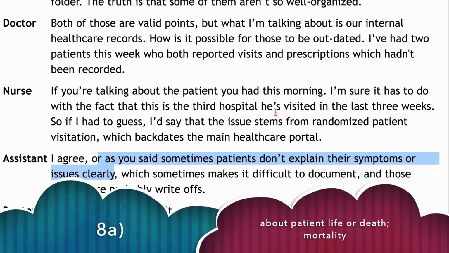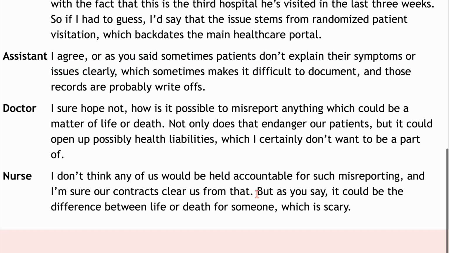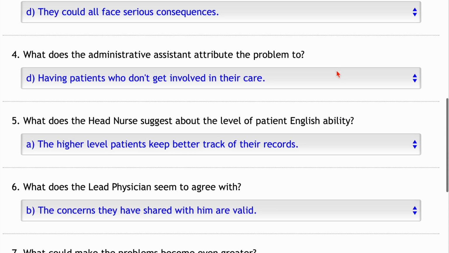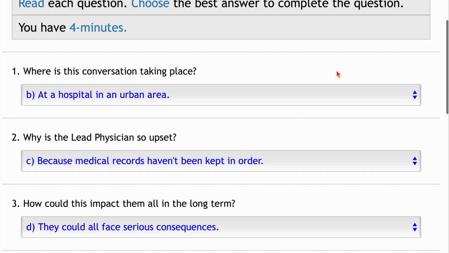Basically, they mentioned if it's a matter of life or death, but as you say, it could be the difference between life or death for someone, which is scary. So it means if they misreport information, or if something goes wrong with those patient records, it could be something that could end up with the patient's death. Okay, very interesting. Well, hospital issues are always a concern.